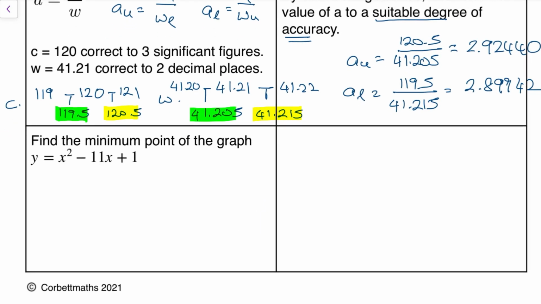Right. Whew. Deep breath. Final question. Find the minimum point on the graph. Now, there's a few ways of doing it. You may have learned differentiation, but I think most of you are probably doing normal GCSE. So therefore you've learned completing the square.